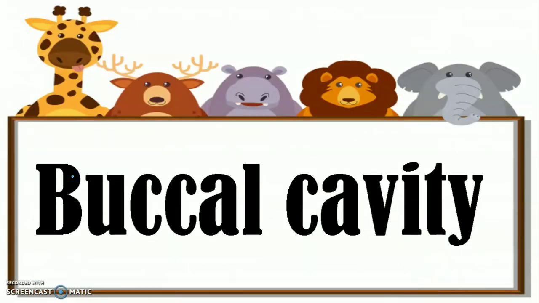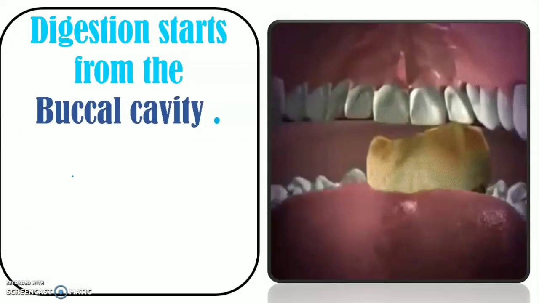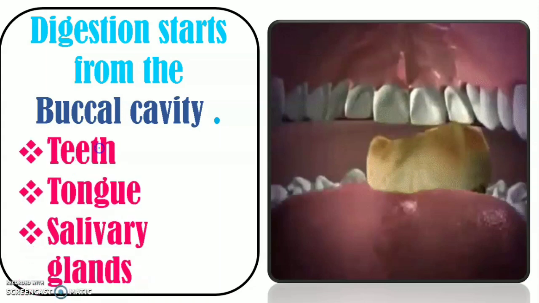Now let's talk about the buccal cavity, that is our mouth. So the digestion starts from the buccal cavity. And in the buccal cavity, there are three things that help to digest the food: the teeth, the tongue, and the salivary glands. The salivary gland is one of the secretory glands. The salivary gland secretes saliva.